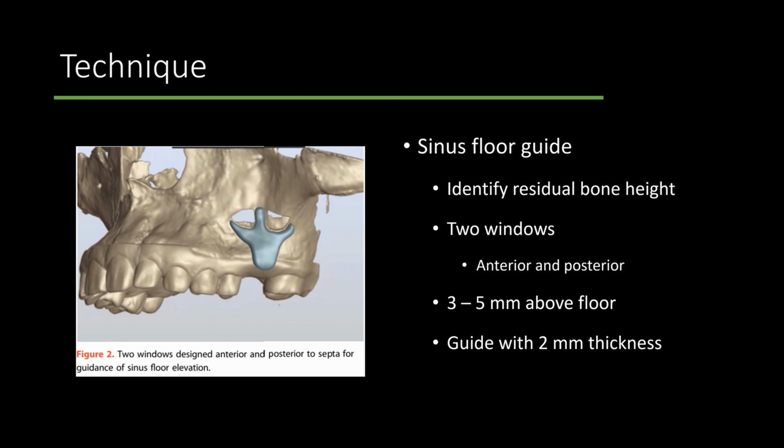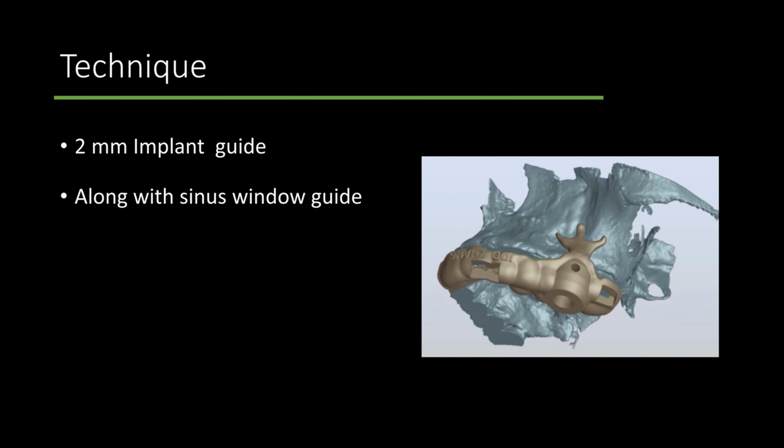The residual bone height in the edentulous area and the position of the sinus septa are identified. The buccal bone surface at the boundary of the lateral window area is marked, and then two windows, anterior and posterior to the septa, 3 to 5 mm above the floor of the maxillary sinus, are designed. The sinus floor elevation guide with a thickness of 2 mm throughout is completed. A 2 mm thick tooth-supported implant placement guide is generated.